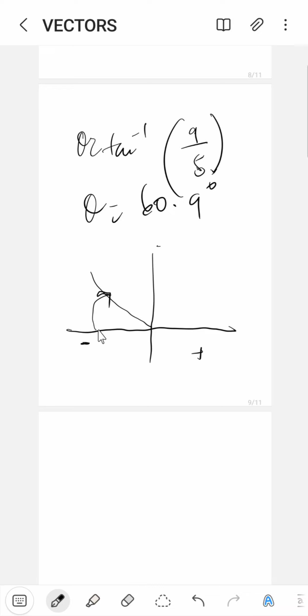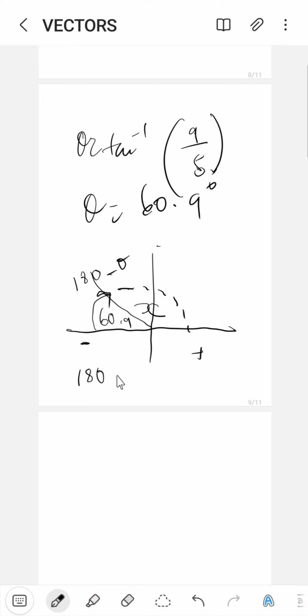This angle is coming from your negative x-axis, making 60.9 degrees. But we want the angle that is coming from the positive x-axis. That is the reason why, for an angle in this quadrant, you subtract from 180, because from the positive x-axis to the other end, this whole thing makes 180 degrees. So if this portion is 60.9, mathematically 60.9 plus x should give you 180 degrees, because this whole thing is 180 degrees.